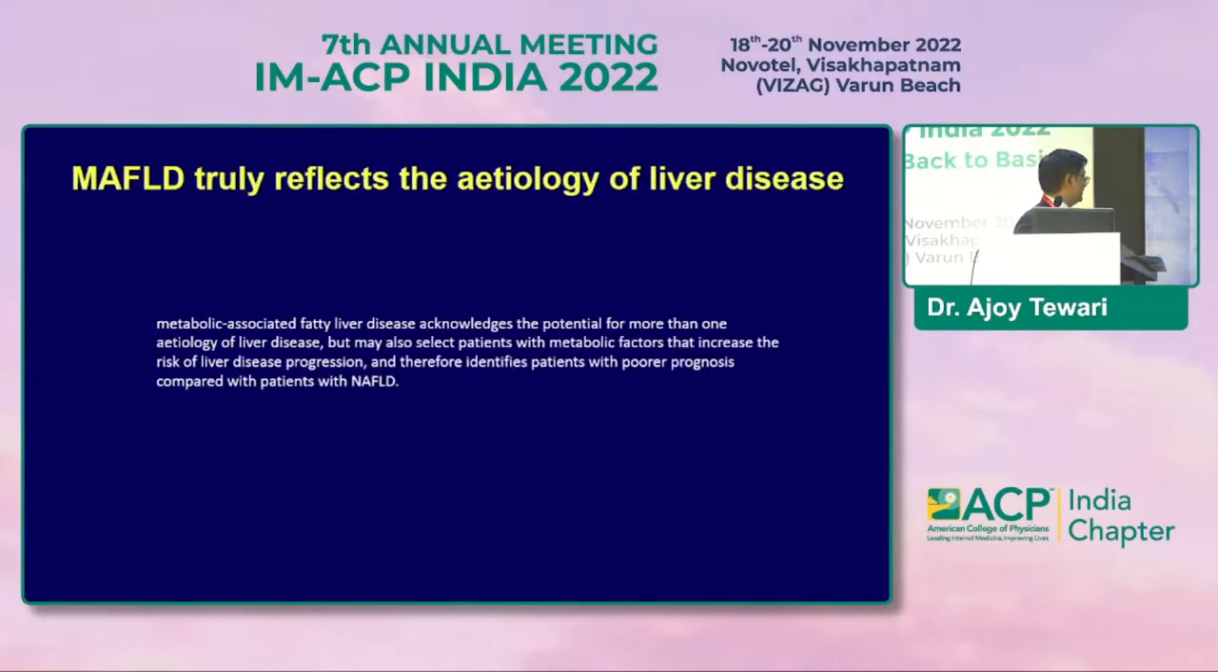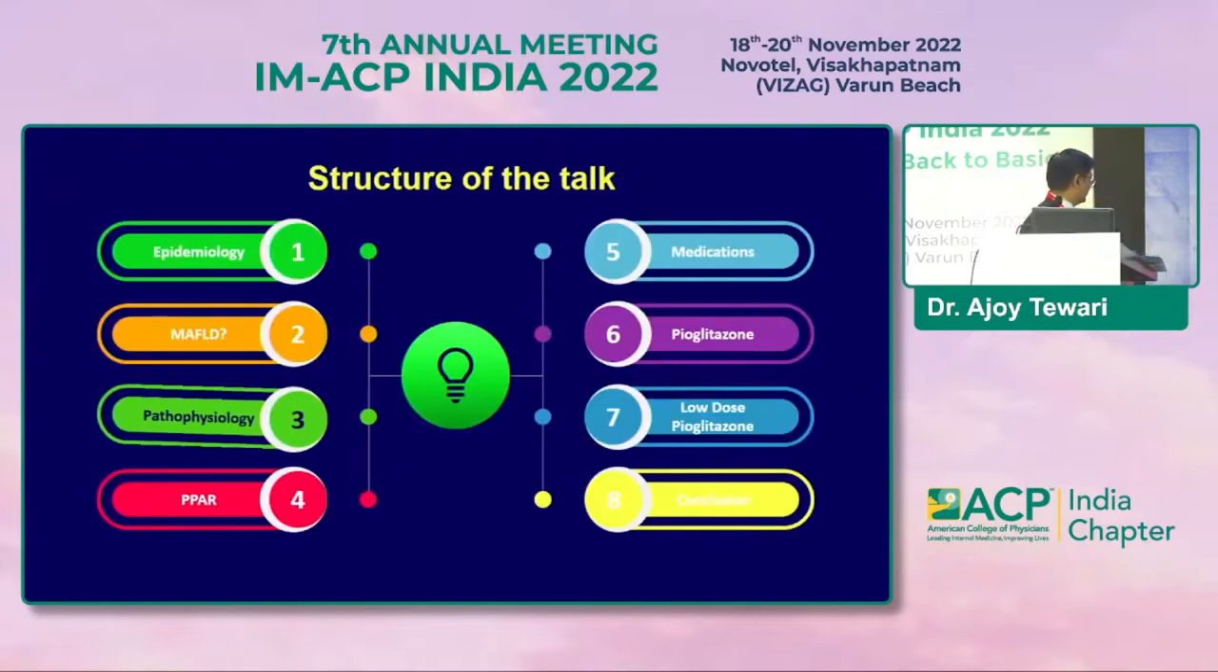So this is very important, and metabolic associated fatty liver disease acknowledges the potential for more than one etiology of liver disease, but may also select patients with metabolic factors that increase the risk of liver progression. So we have to think now of a broader picture: the cardiovascular risk, the metabolic profile, the fat in the liver. All these things are to be added up when we are discussing this.